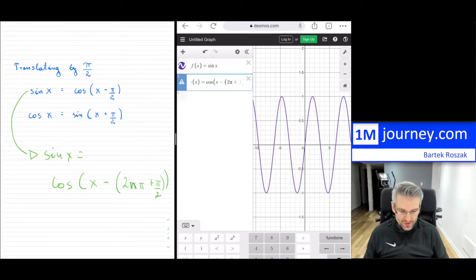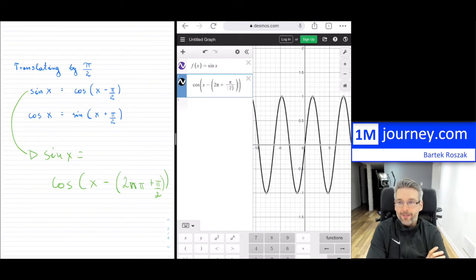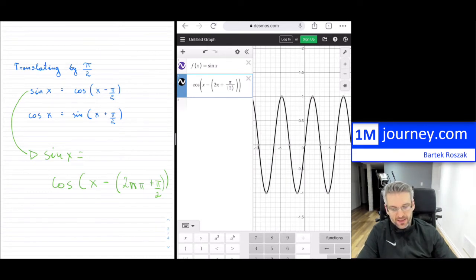And then this is going to be just pi over 2. And notice once again, they line up. Why? Because shifting it by another 2 pi doesn't really do anything. So translating it by another 2 pi, you can do the same thing with the cos and then the sine as well. All right. So that's a translation by pi over 2.